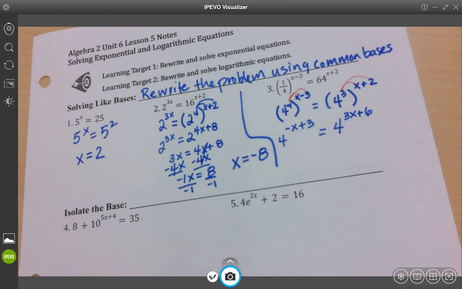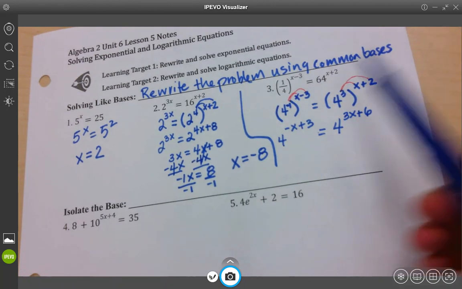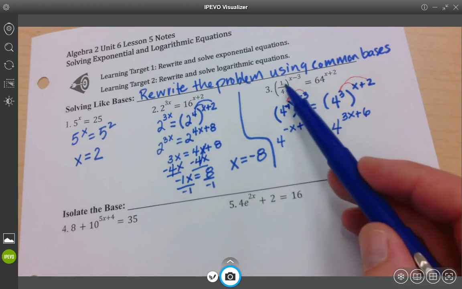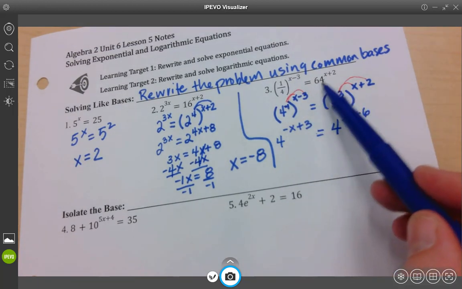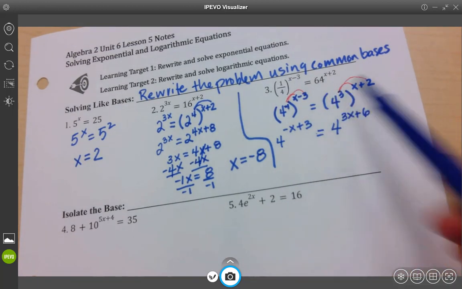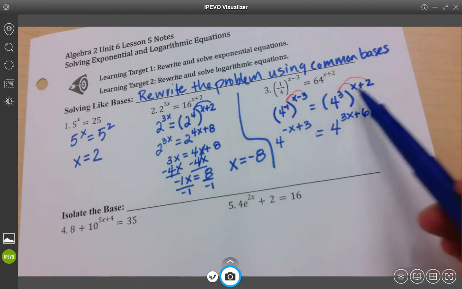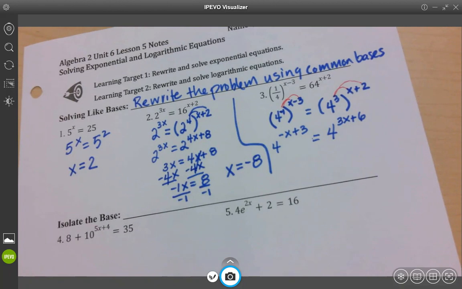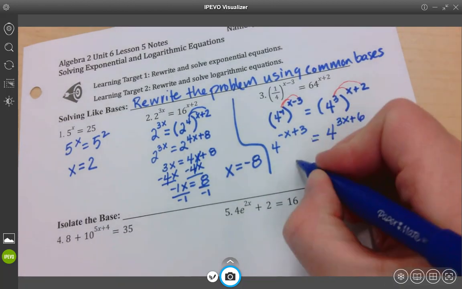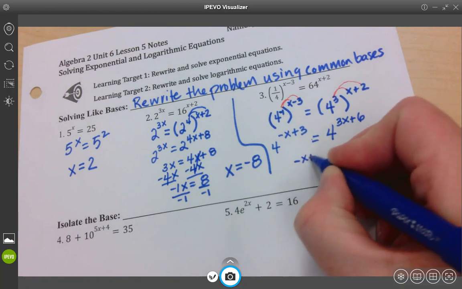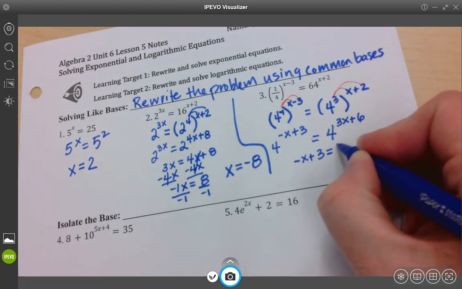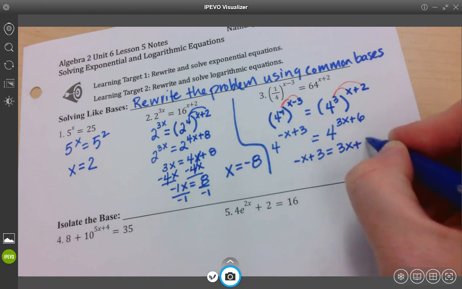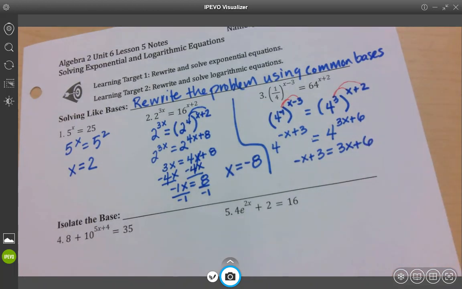Sorry, I forgot to record that. I'm going to say it one more time for the recording. We replace 1/4 with 4 to the negative 1. We replace 64 with 4 to the 3. We had a power to a power, so we multiplied our exponents. And now that the bases are the same, we can say that the exponents are also the same. So we can write negative x plus 3 equals 3x plus 6. Okay, take a moment and solve that equation.